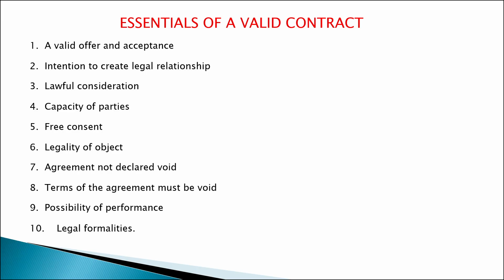Next one is legality of object. The object of the agreement must not be illegal. It should be a legal one, not immoral or opposed to public policy. For example, A enters into a contract with B to supply certain prohibited goods. Such an agreement is void, as its object is illegal because of prohibited goods.